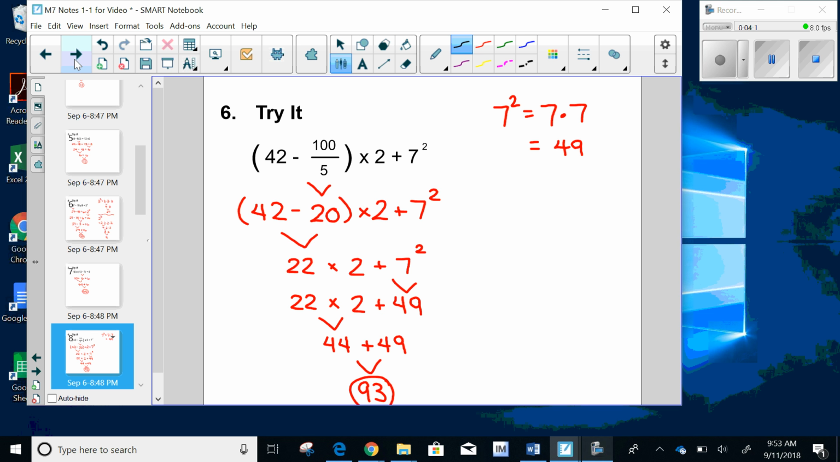And then finally, number 6, in the parentheses, you have subtraction and division. Division comes first, so you do that 100 divided by 5, and then you do 42 minus 20. Once you've simplified the parentheses, you don't need to have them there anymore. So we have multiplication, addition, and exponents. Of those 3, exponents is first, and then multiplication, and then addition. So your answer should be 93.